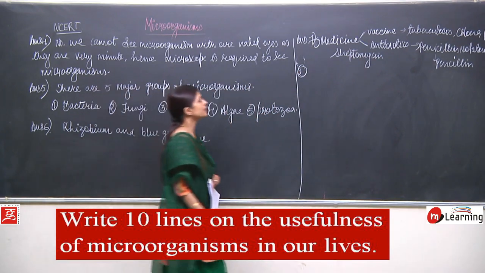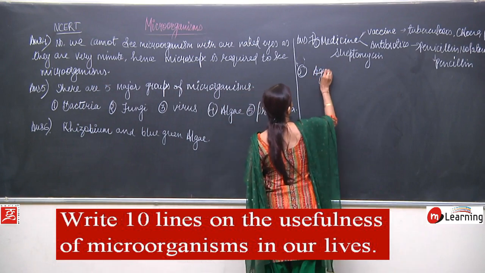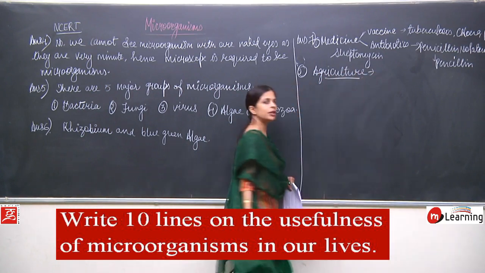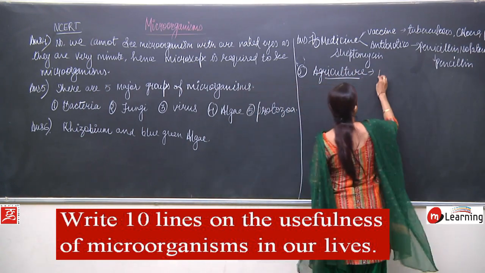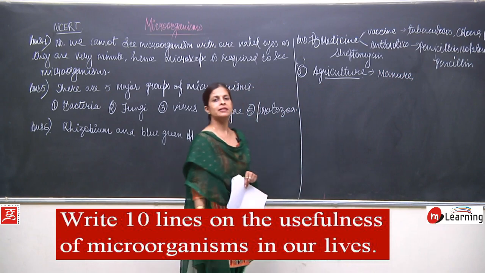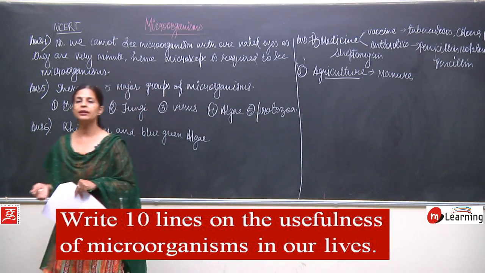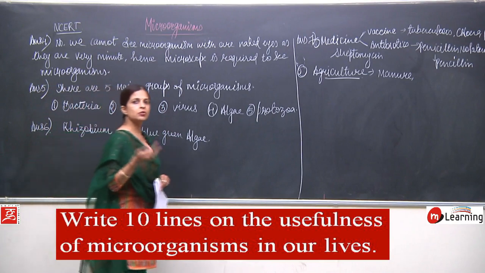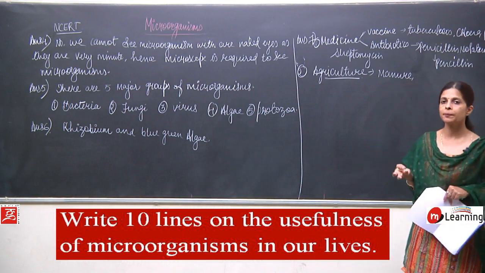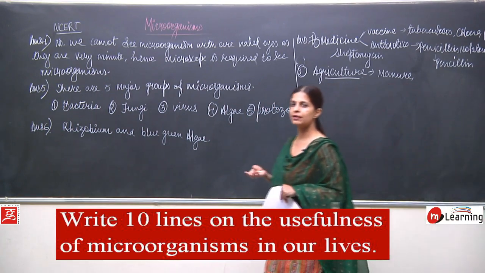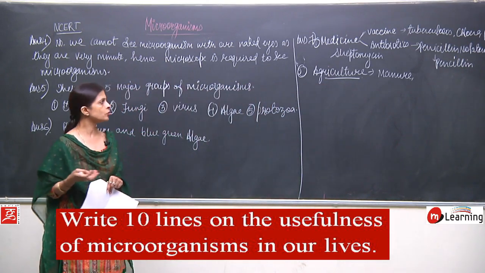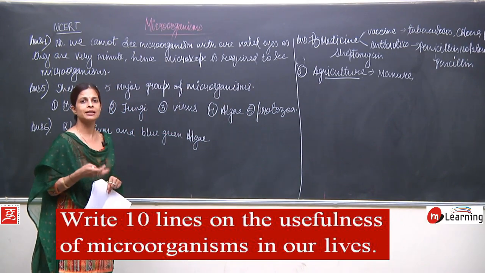Now the second use can be agriculture. When we talk about agriculture, what can be the uses? Manure is being made. That means microorganisms convert dead plants or animals into soil again, or increase fertility by decomposing them. Sewage gets decomposed by microorganisms, which again gives good manure. So in the field of agriculture it is very useful, as they give manure.